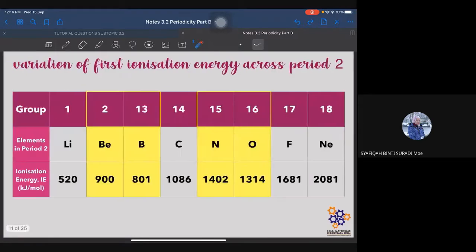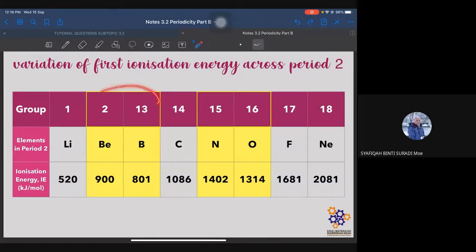So let's see the variation of first IE across period tu. Kita nak tengok apa yang anomalous, apa yang different. So apa maksud anomalous ni? Anomalous ni maksudnya different, yang abnormal, yang tak ikut trend yang sepatutnya. So kita panggil dia anomalous. Okay. So apa yang differentnya, apa yang abnormalnya dia punya trend dekat period 2 ni untuk first IE.